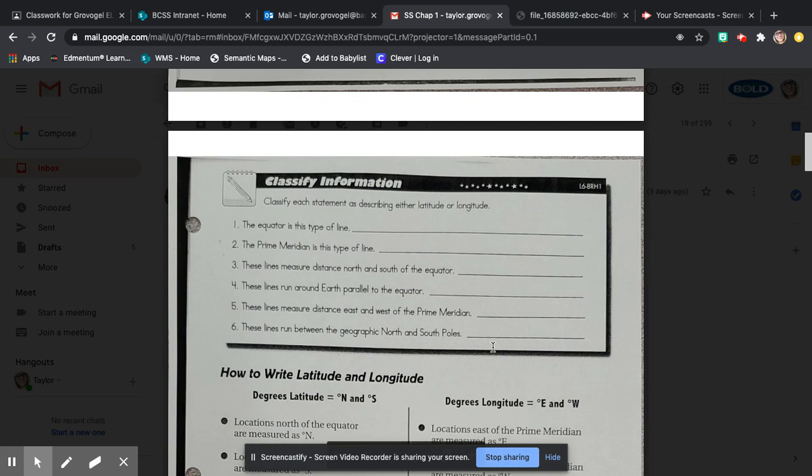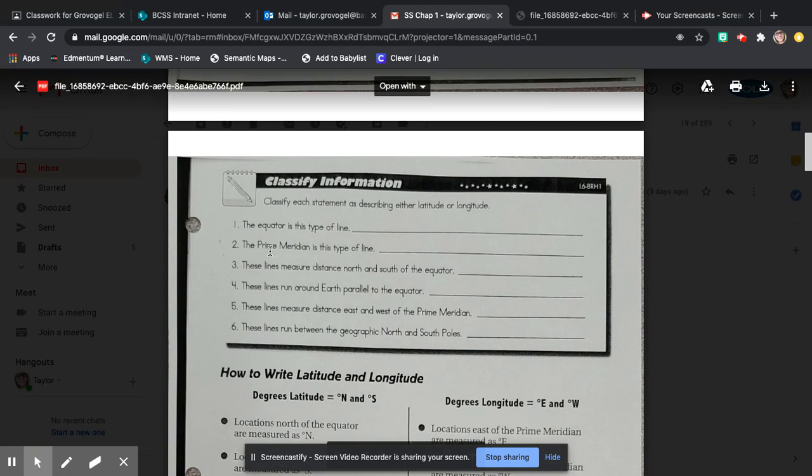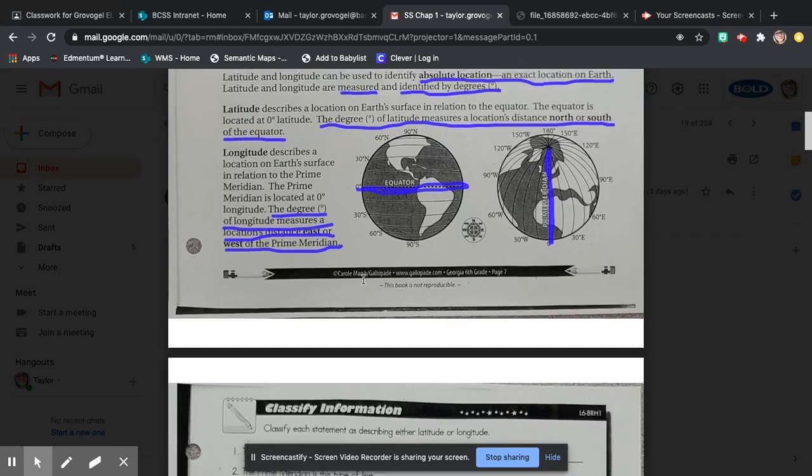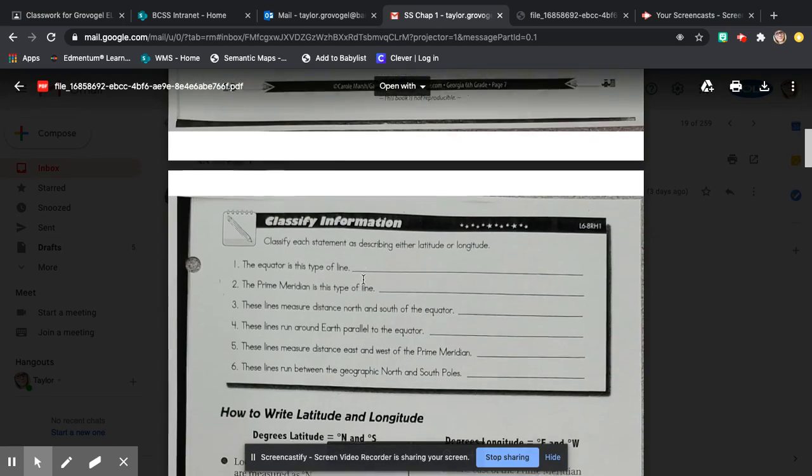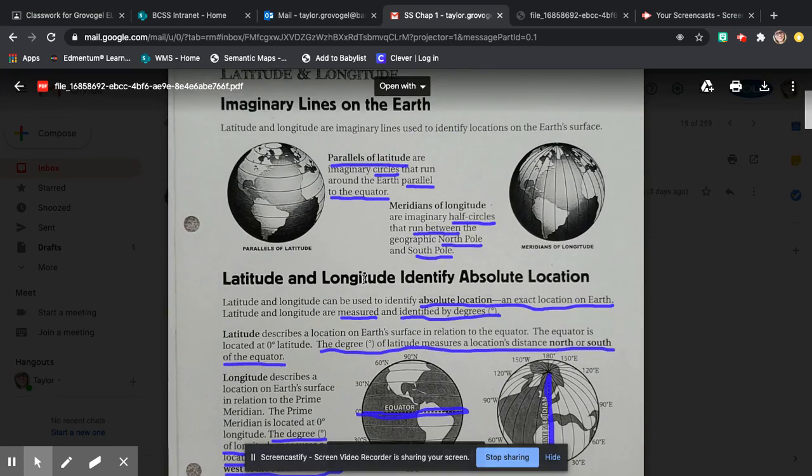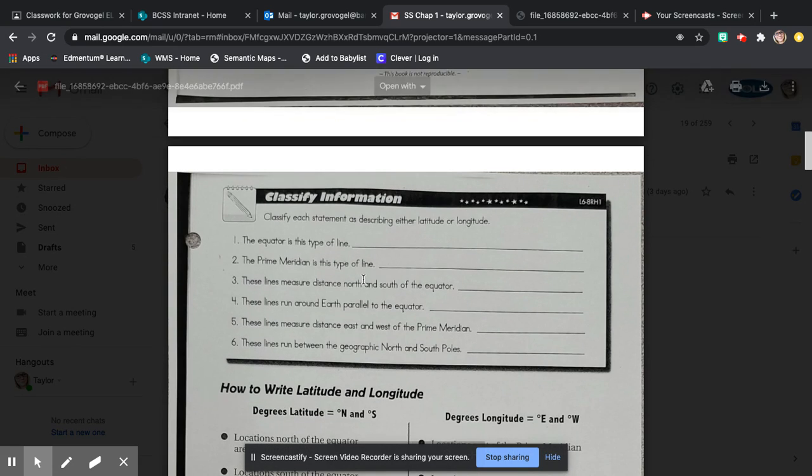What I want you to do is pause the video, and you are going to go ahead and fill this information out on your own. Use page 1 to help you. All of the answers are on this page here. So the first thing we need to do is read our directions. It says classify each statement as describing either latitude or longitude.